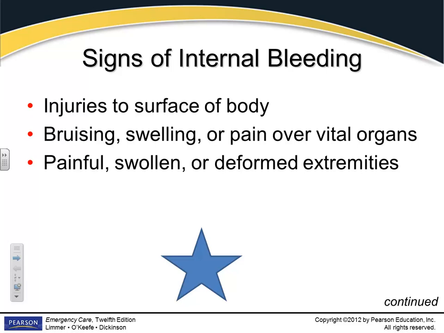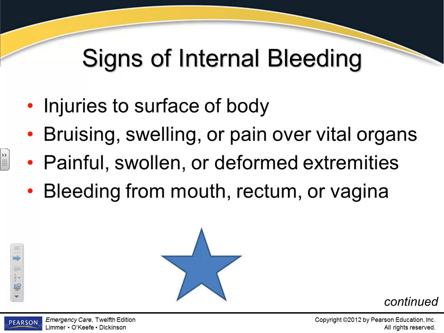Sure, because think about your ankle, you've got a lot of bones in there, and bones are very vascular. What happens inside the bones anyway? That's where our red blood cells are made, exactly. So you break a bone, they're going to bleed quite a bit. Bleeding from the mouth, the rectum, or the vagina might indicate internal bleeding somewhere.